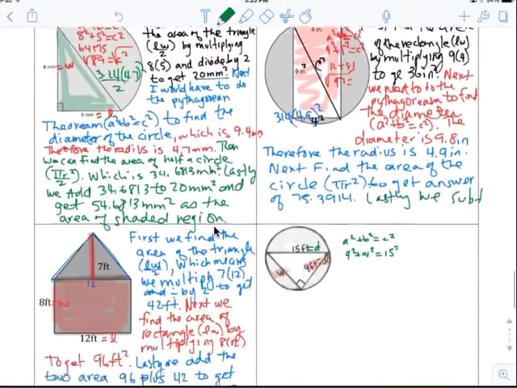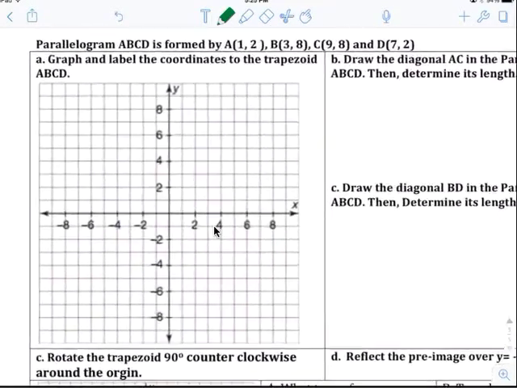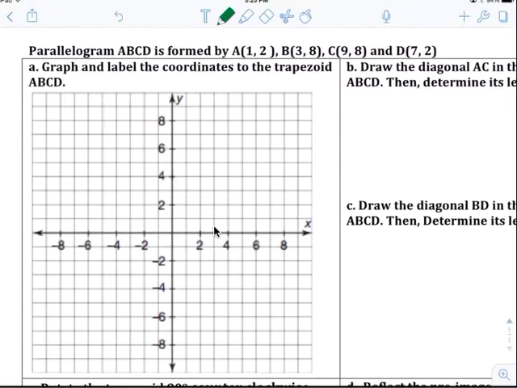I've explained enough. Anyways, a parallelogram formed by this graph, label the coordinates of the trapezoid A, B, C. Okay. A is 1, 2. B is 3, 8. C is 9, 8. D is 7, 2.